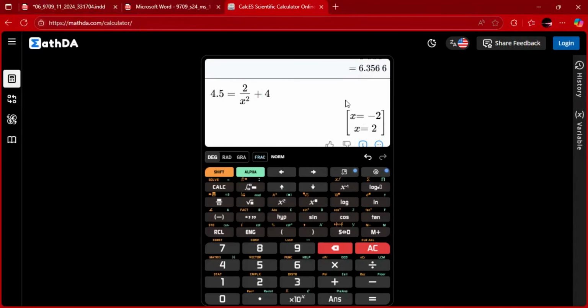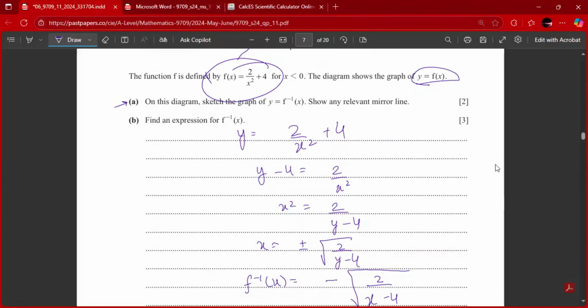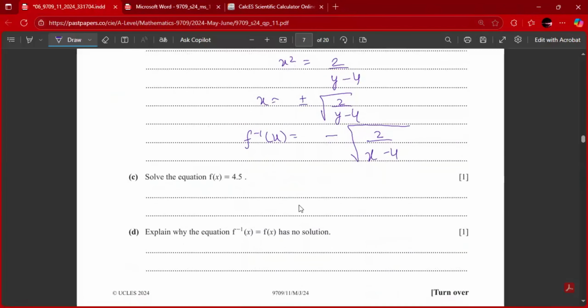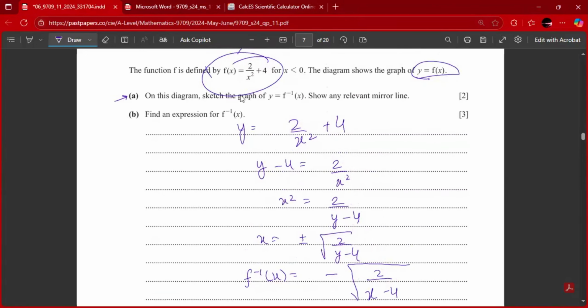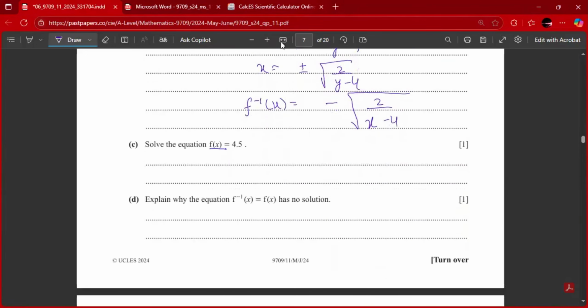Now we're getting two values of x: minus 2 and plus 2. Which do we pick? Major question. It's f of x, not the inverse. So f of x is saying that the domain of x should always be lesser than 0, meaning that we are going to choose the value of -2, because this value is lesser than 0 on the number line. So x is equal to -2. That's it.